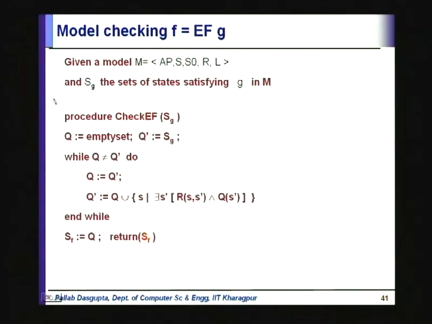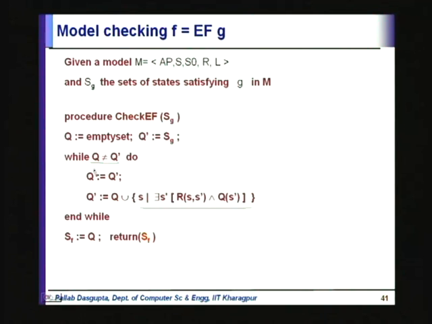So, this is the procedure, check EF, where SG is the set of states satisfying G in M. So, we start with Q as the empty set and Q dash as SG. While Q not equal to Q dash, this is the check for the fixed point. We do Q equal to Q dash and then Q dash is recomputed as Q union the reverse image, and we take the union of that with the present set which is Q. Now, this Q dash is therefore the next circle that we saw there. And we go around doing this until in some iteration we find that Q and Q dash are identical.